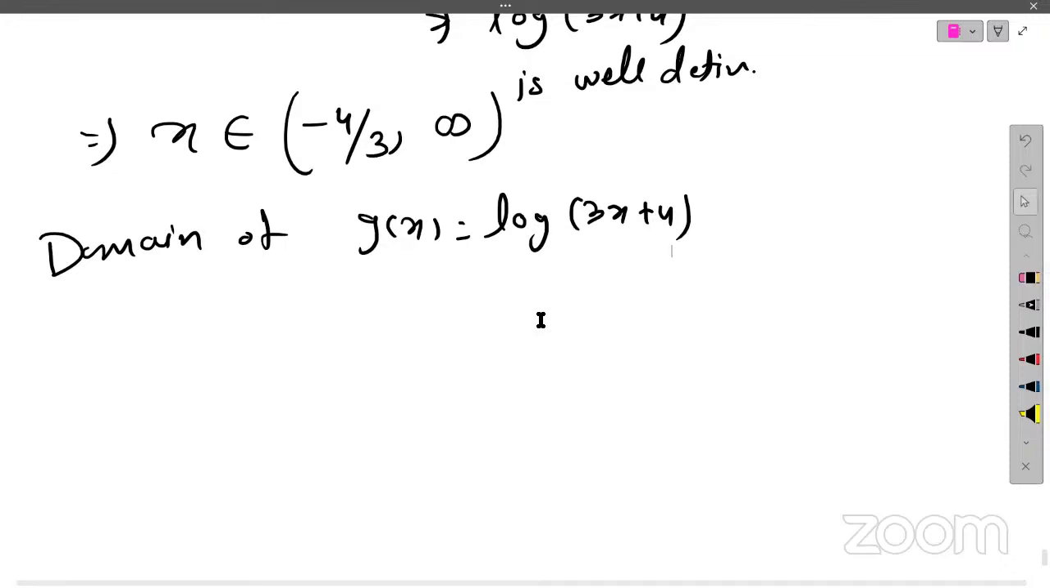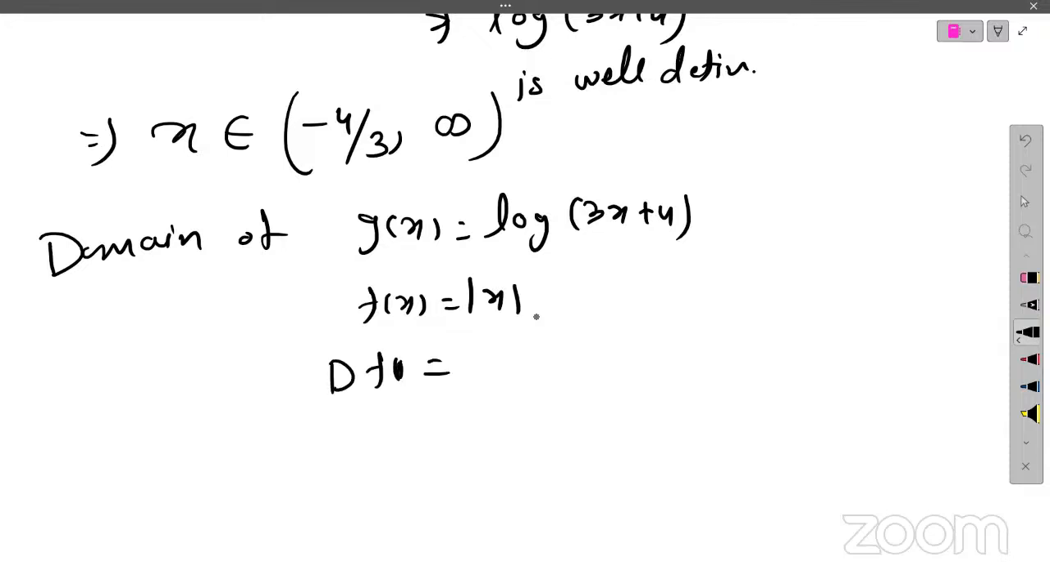Ma'am, the range would be from 0 to infinity, right? Since it is a modulus function, the range is 0 to infinity, which is why it is not an onto function. Right. But we still haven't got the domain of the whole function. The whole function is modulus of that, but since f of x is modulus of x, the domain of f is the whole real number line, so we don't have to remove anything else.